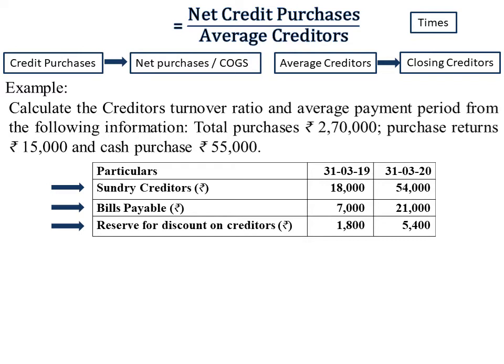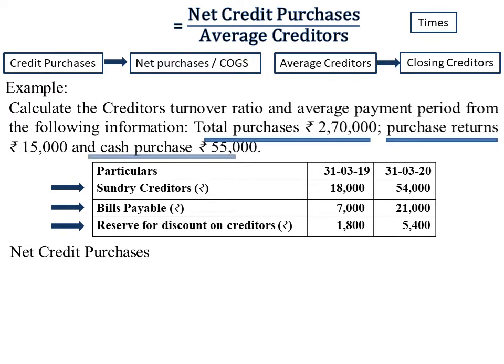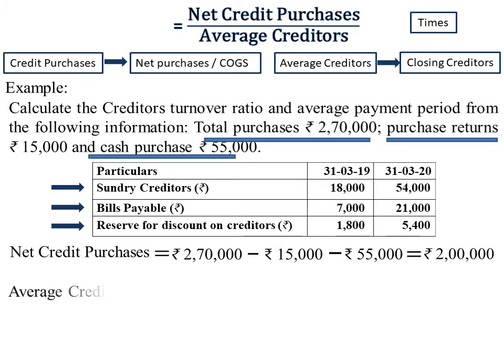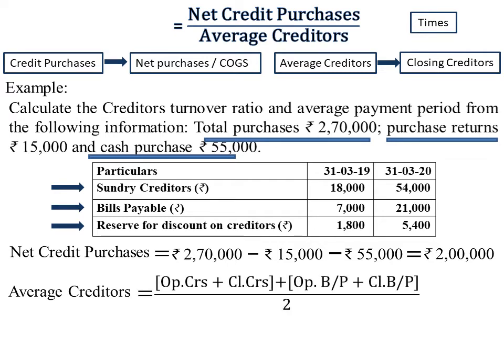Now to calculate creditors turnover ratio, first we need to calculate net credit purchases. Therefore, net credit purchases are rupees 2,70,000 minus rupees 15,000 minus rupees 55,000, that is rupees 2 lakhs. And average creditors are opening creditors plus closing creditors plus opening bills payable plus closing bills payable divided by 2, that is rupees 18,000 plus rupees 54,000 plus rupees 7,000 plus rupees 21,000 divided by 2.